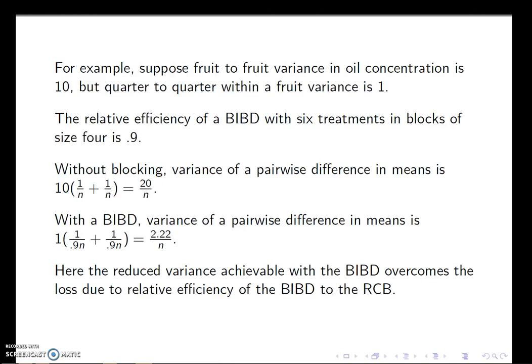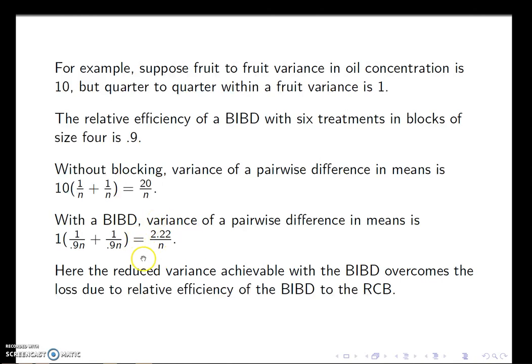So the relative efficiency of an incomplete block design with 6 treatments in blocks of size 4 is 0.9. Without blocking, the variance of a pairwise difference in means is just going to be that 10 times 1 over n plus 1 over n, so 20 over n. But with an incomplete block design, we can incorporate this relative efficiency, and we get a reduced variance for pairwise differences.